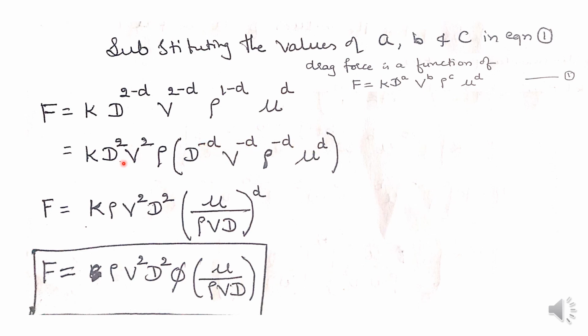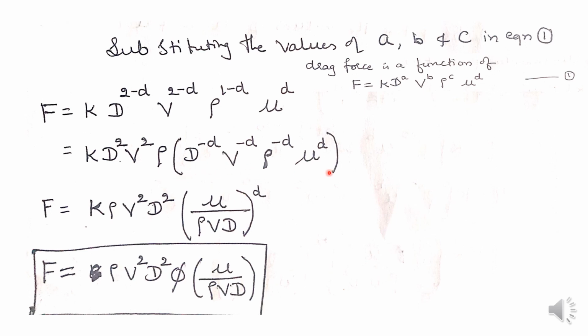So F is equals to K, I have written as it is, rho V square into D square, the bracket, viscosity divided by, because all the powers are in terms of D only here, so mu divided by rho V D, I will write in the denominator to the power D. If I simplify this, viscosity to the power d, rho to the power minus d, v to the power minus d, d to the power minus d, it will come in this manner only.